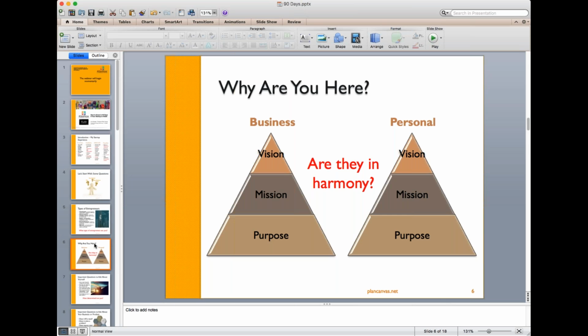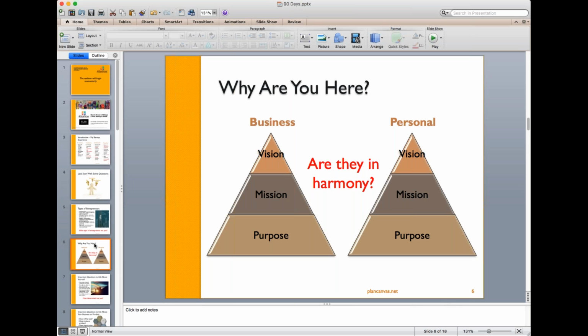Now, I separate mission and purpose here, and a lot of times you see them combined. But mission, to me, is really what you do. So vision is how you see it out into the future, and mission is what you do. Purpose is why you do it. It's the driving force behind why is that your vision? Why is that your mission? Why are you here? Why are you doing what you're doing?